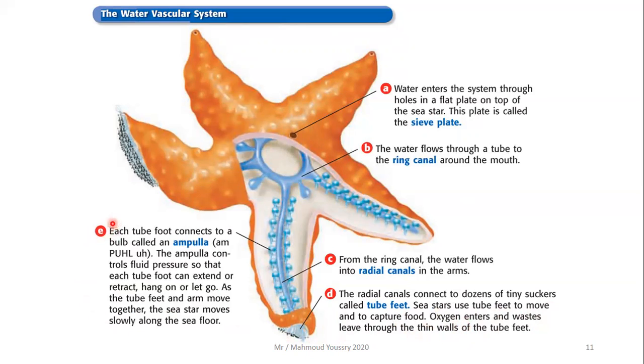Okay, E, the last one. Each tube foot connects to a bulb called an ampulla. The ampulla controls the fluid pressure so that each tube foot can extend or retract, it can hang on or let go. As the tube feet and the arm move together, the sea star moves slowly along the sea floor.